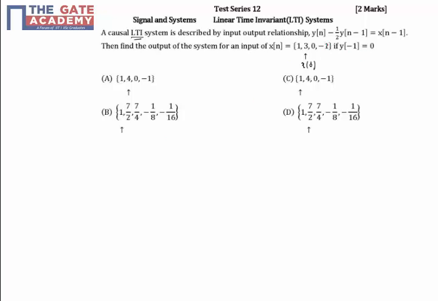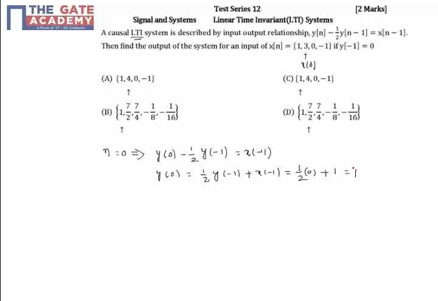So first I'll find out y of 0. So y of 0 means I'll put n equal to 0. So when I put n equal to 0 in the difference equation, I'll get y of 0 minus 1 by 2 y of minus 1 equal to x of minus 1. So y of 0 equal to 1 by 2 y of minus 1 plus x of minus 1. This is equal to 1 by 2 y of minus 1 is given as 0, 0 plus x of minus 1 is 1. So y of 0 equal to 1.